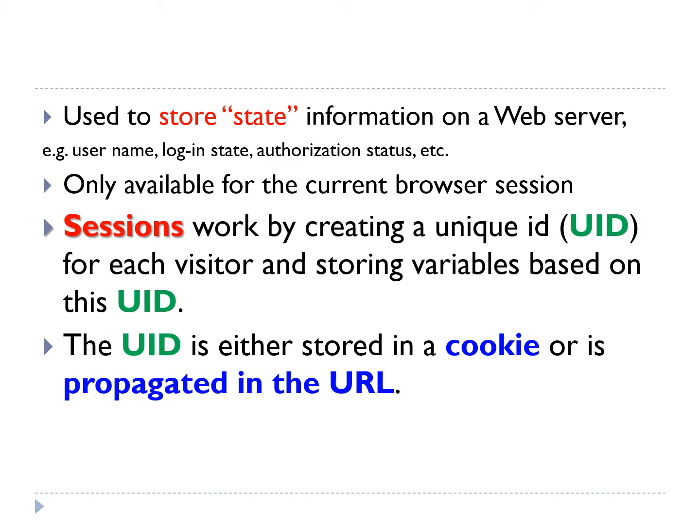Sessions work by creating a unique ID for each visitor and storing variables based on this UID. So sessions work based upon a unique ID, and this unique ID is generated for every user. At the same time, the corresponding data is stored based on this user ID, the unique ID, UID. The UID is either stored in a cookie or is propagated in the URL of the corresponding website.